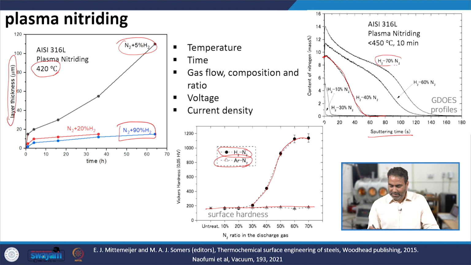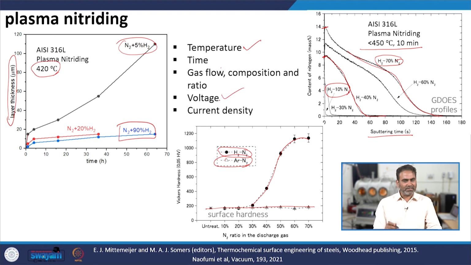When I took 70% nitrogen or 10% nitrogen, the treatment is done for the same amount of time. You see that I get a large amount of nitrogen at the surface as well as up to larger depths in the case of higher nitrogen. So that implies it is important to know the optimal gas composition that allows efficient nitriding. These are all listed here: important parameters are temperature and nitriding time, and the gas flow rates, composition and pressure.